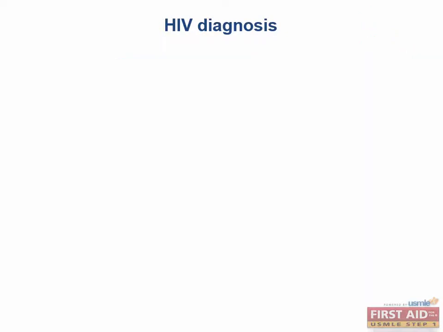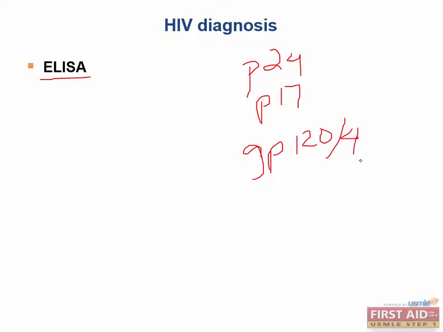Very good. Diagnosis of HIV begins with a highly sensitive test or screening test called an ELISA. Do you remember what ELISA stands for? If we think back to our biochemistry, it stands for Enzyme-Linked Immunosorbent Assay. This test detects the presence of HIV antigens P24, P17, GP120, or GP41 in the patient's serum. This is a very sensitive test, and as we said earlier, if this test is positive, then that does not necessarily mean the patient has HIV.